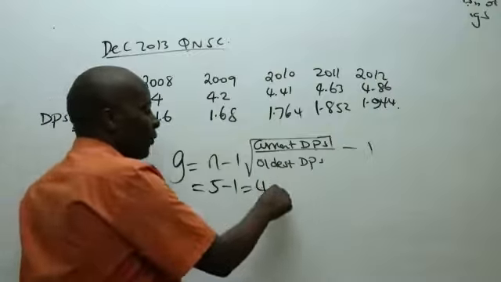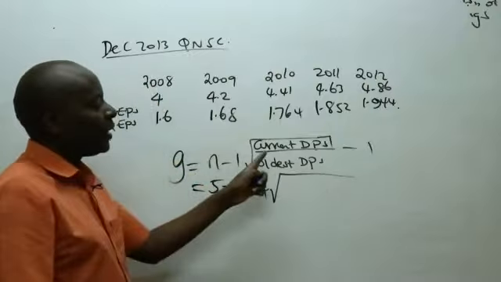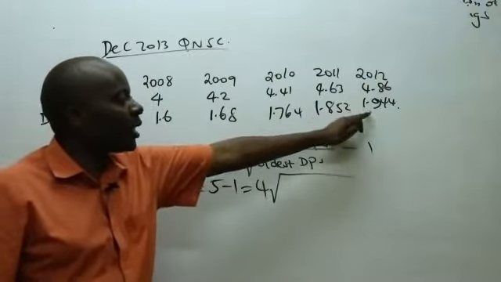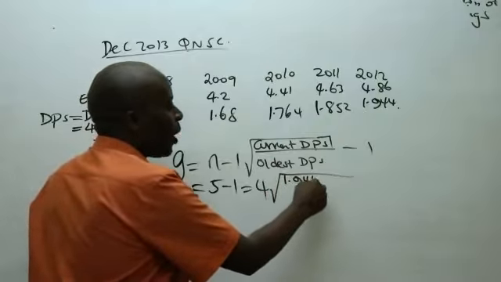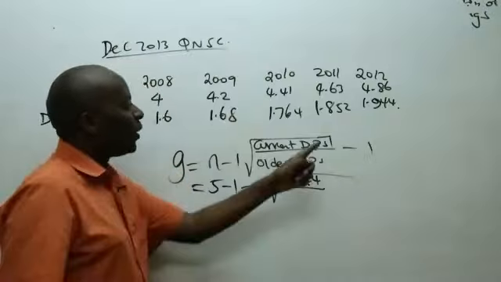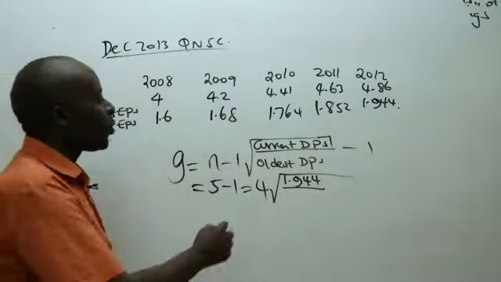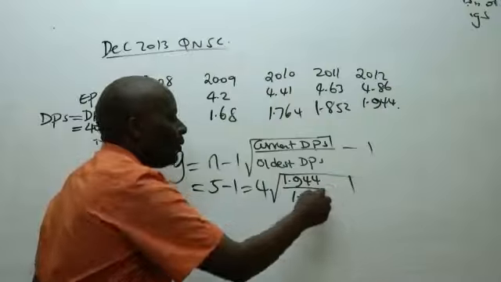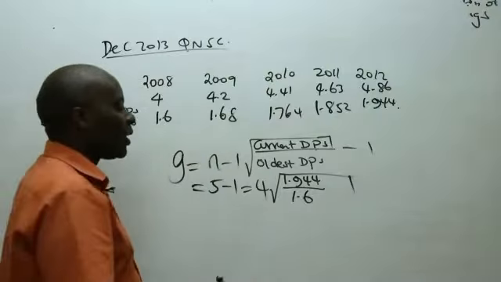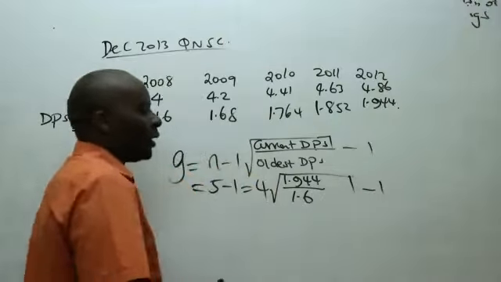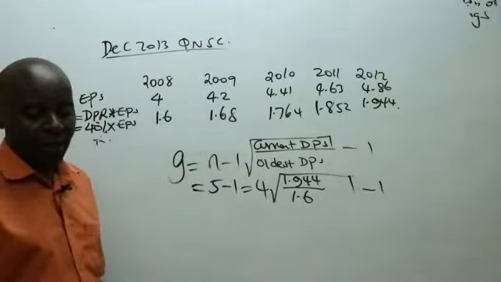So then this will be the fourth root of the most current dividend, which is 1.944, all over the oldest dividend, which is 1.6. And then at the end of the day, ladies and gentlemen, I will come and subtract 1.